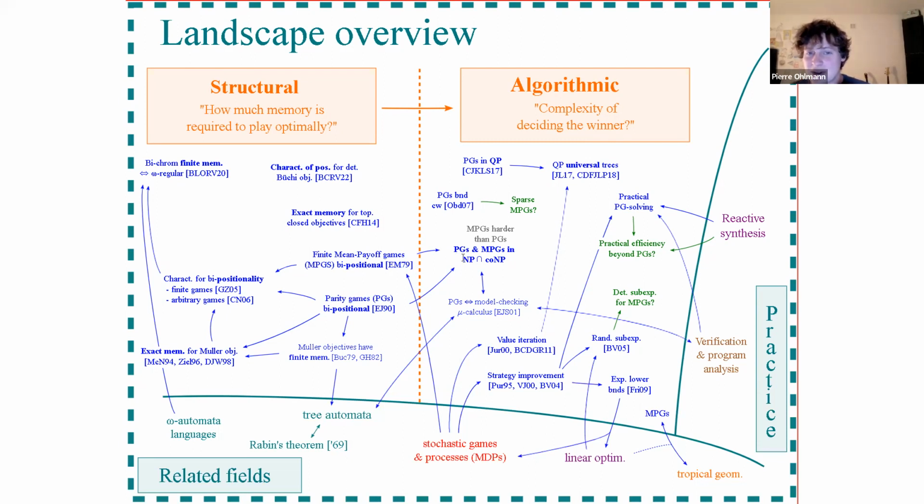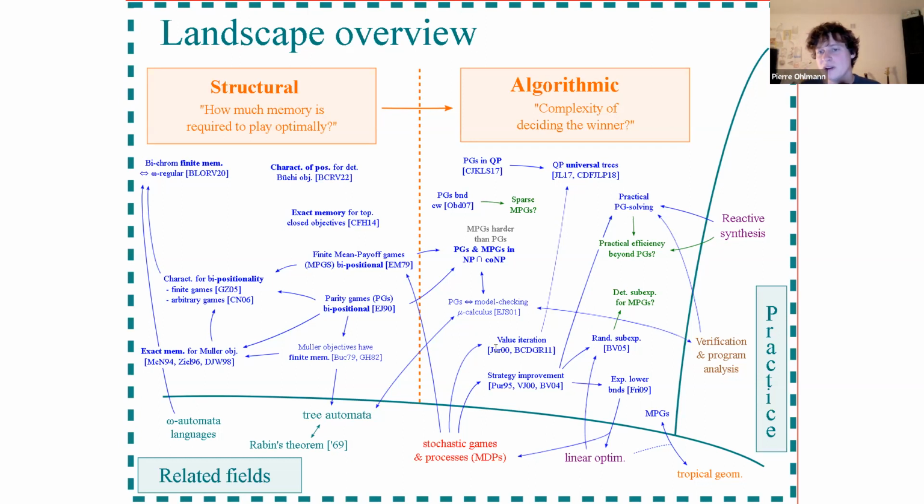So parity games are in NP intersect co-NP, mean-payoff games as well, but we still have a few algorithms. We don't know how to solve them in p-time, but we have a few algorithms. Two important algorithms are value iteration and strategy improvement. These are more like algorithmic ideas, and then they can be declined in different ways.